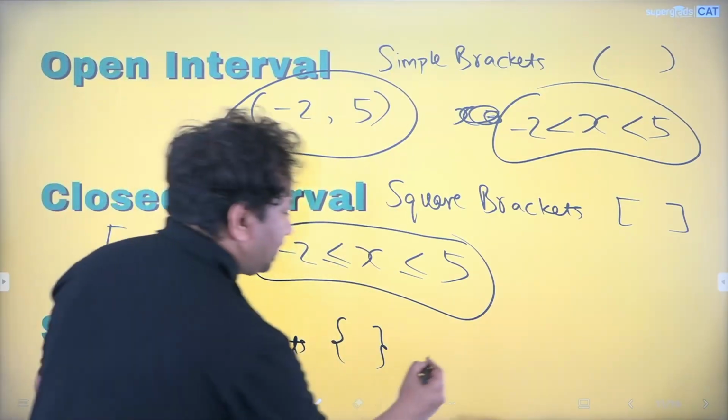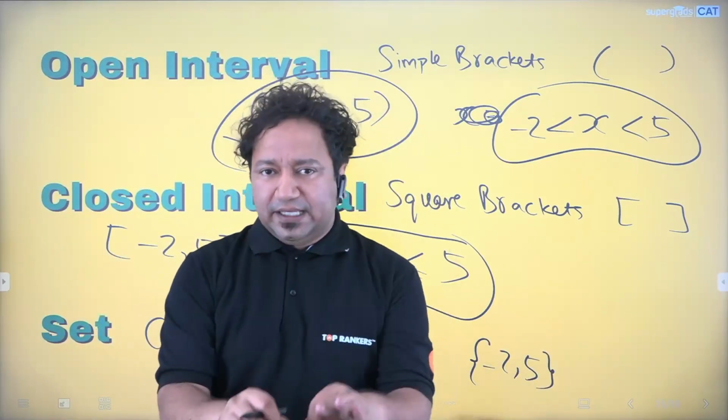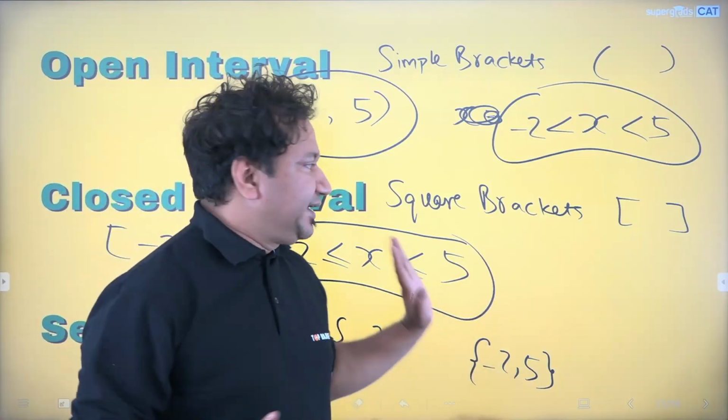Curly bracket: if I put {-2, 5}, that means it is talking only about -2 and only about 5. Nothing else. Nothing beyond, nothing less.